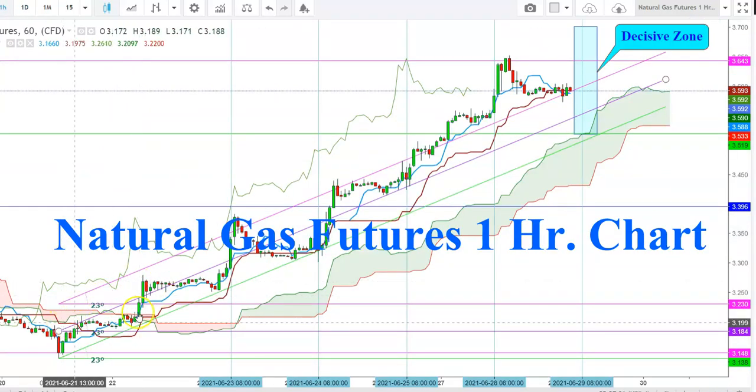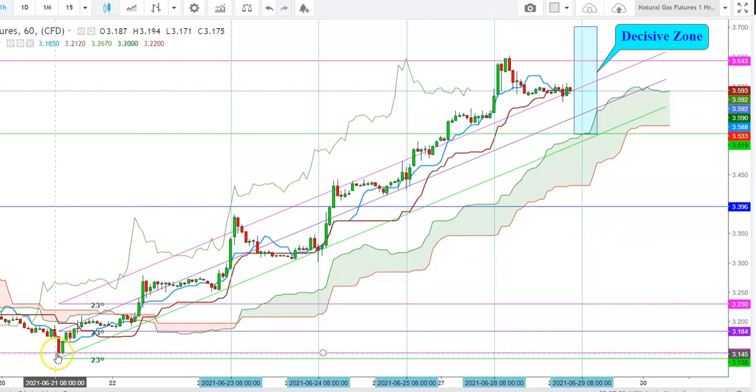Here you can see the movements of natural gas futures in a 1 hour time frame. You can see how the natural gas futures have been maintaining an uptrend since June 21st, from the levels of $3.140, from where we have seen this uptrend continue, whereas we have seen natural gas test a high at the levels of $3.653 on June 28th and currently trading here at the levels of $3.591. So friends, this is a live chart analysis on June 29th, where I find that shortly we'll see the natural gas futures take a decisive move amid this decisive zone.